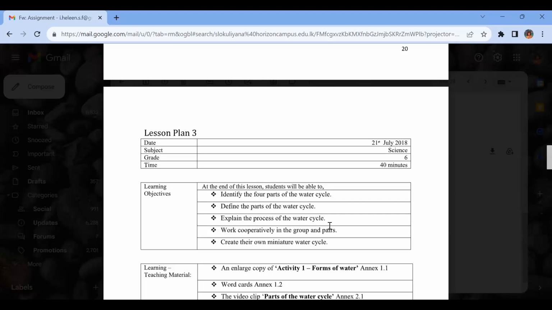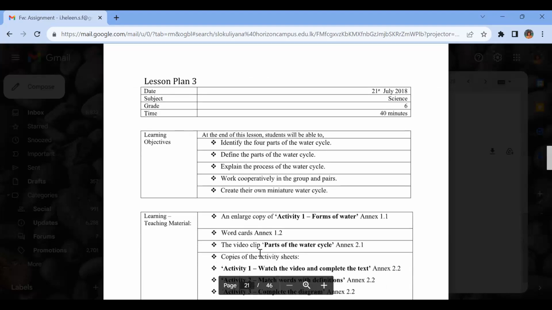Stages of water cycle or something. Let's see, right? You have to find the action verbs, but are they proper? Identify, define, explain, work, and create. Are you okay? Yes, madam. Now you have taken it down. Then what is the next component?